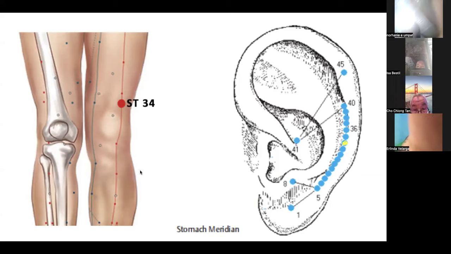If possible, you can do moxa here. You can use a warming needle. Okay, warming needle. So for those who are so excited about the ear acupuncture point, nandiyan po ang stomach 34. So as you can see, it's just located across stomach 41.